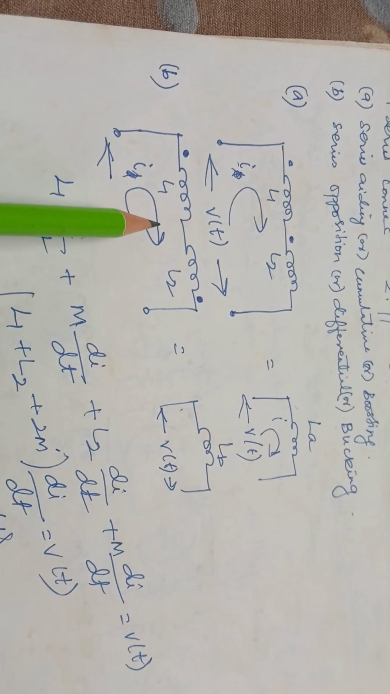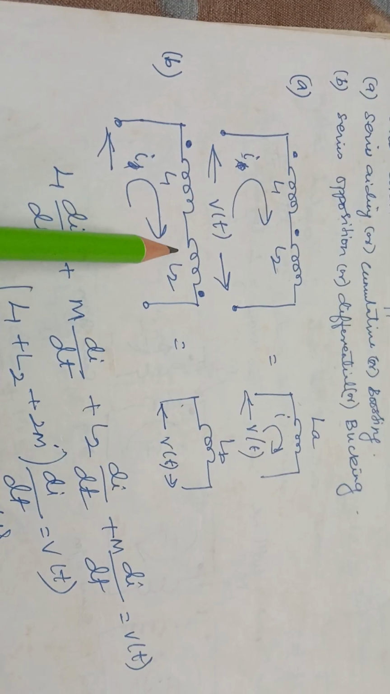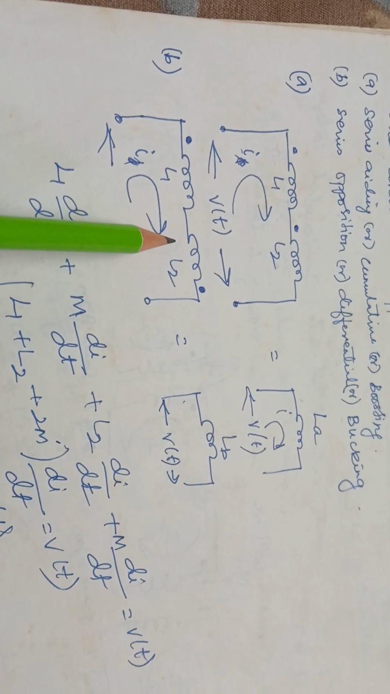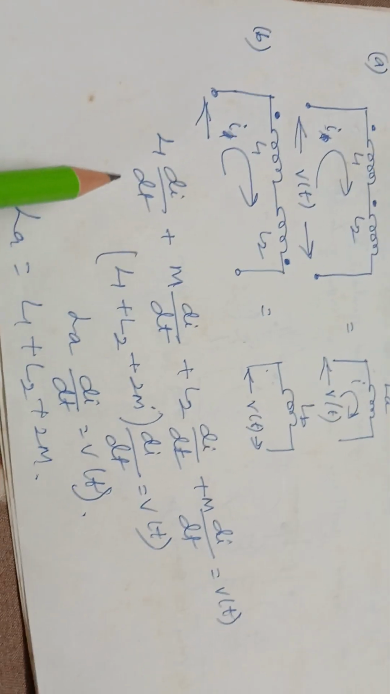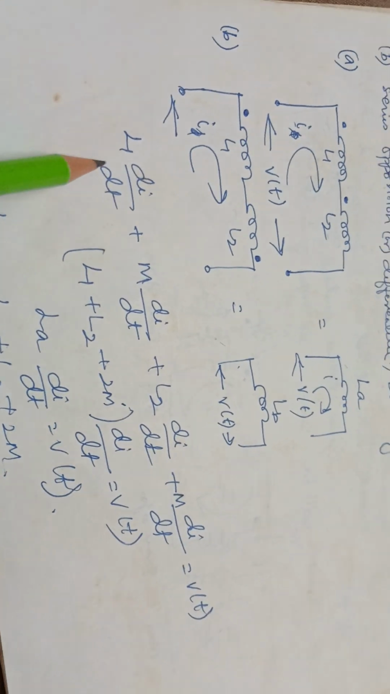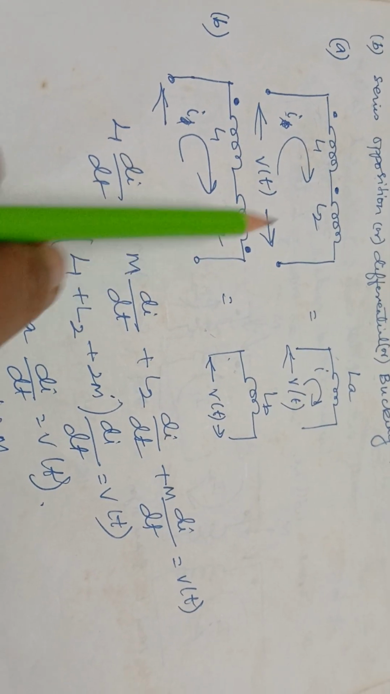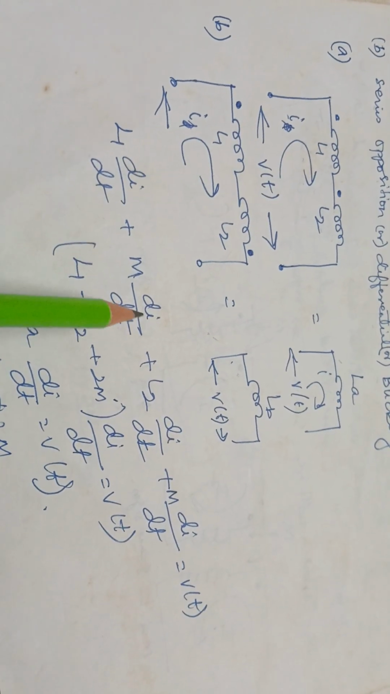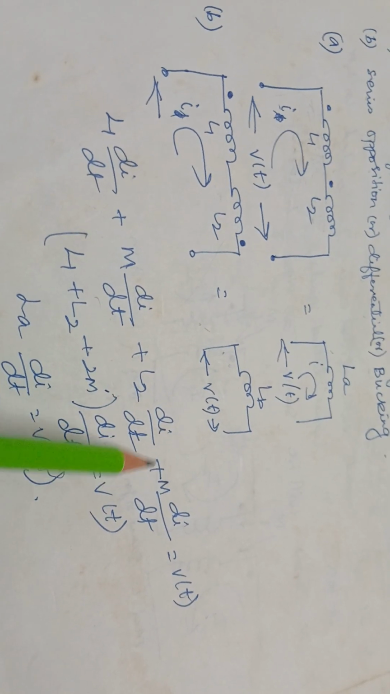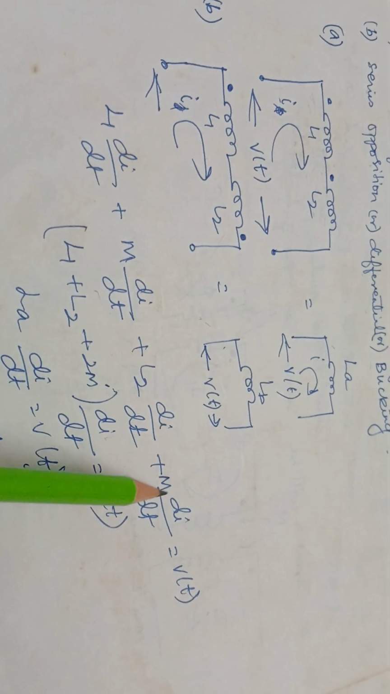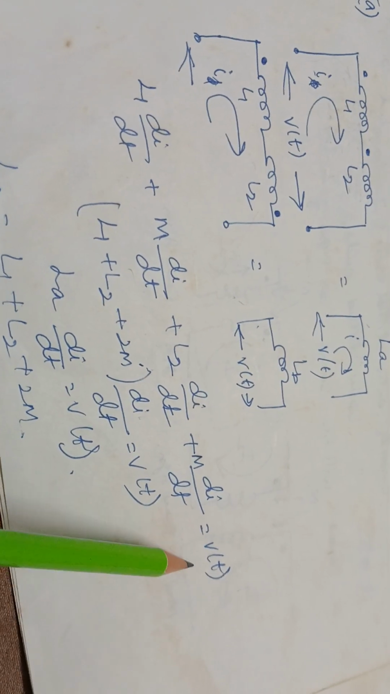Here, if you are taking, it is entering through the dot. But here it is not entering L2 through the dot, without the dot. So it is opposing, so opposition of the thing. So we will be writing L1 di by dt plus the mutual inductance between these two, M into di by dt, plus L2 into di by dt plus the mutual inductance of both, M into di by dt, is equal to the supply voltage V(t).